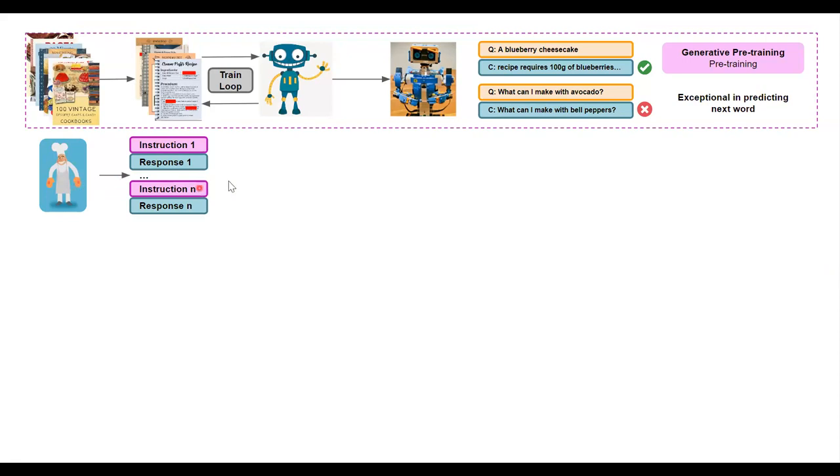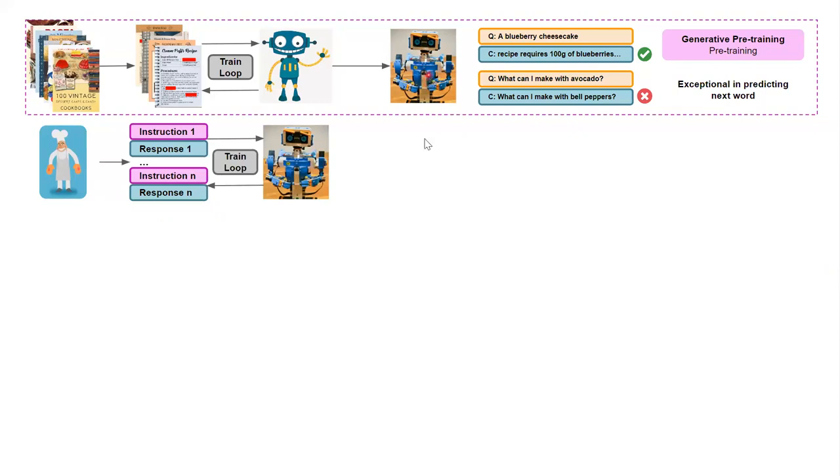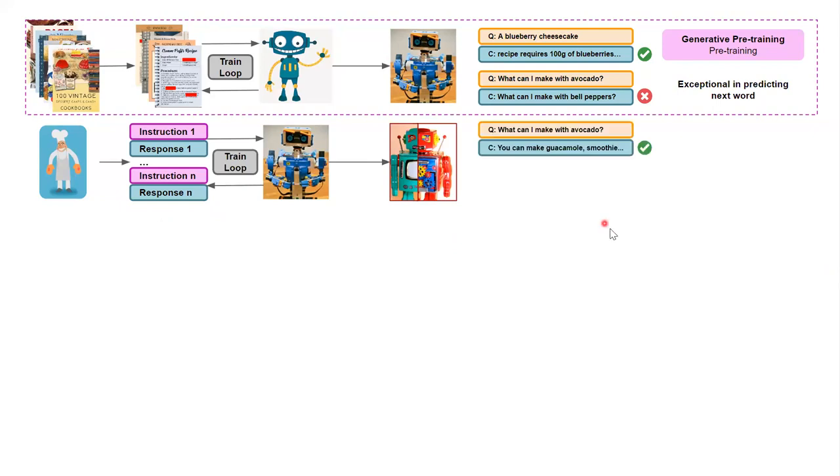So this chef prepares this data set, which is basically the instructions or the questions and the expected responses. And then we train this bot that was already trained in the previous step. And we come up with this bot. Okay. Now it is a mix of two because there is a good bot in there and there's a bad bot in there. We'll see what it is. So now if you ask this bot, what can I make with avocado? It says you can make guacamole, smoothie, and it goes on and on.